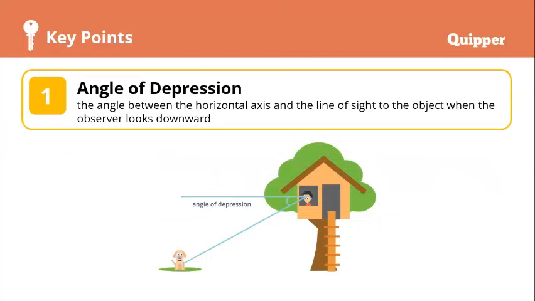And hey, we have here a key point. Again, the angle of depression is the angle between the horizontal axis and the line of sight to the object when the observer looks downward. And that ends our session for today.